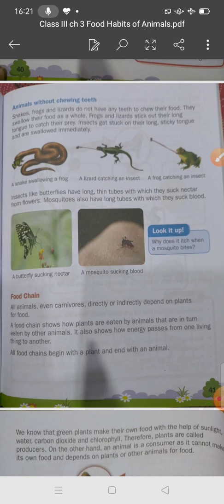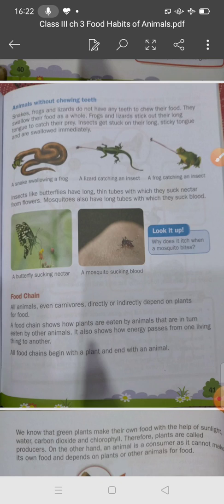Teeth help us to chew food, but some animals on the earth do not have any teeth. These are snakes, frogs, and lizards. They do not have any teeth to chew their food. They swallow their food as a whole. For example, a snake does not have any teeth, so a snake swallows its food, for example a frog, as a whole.